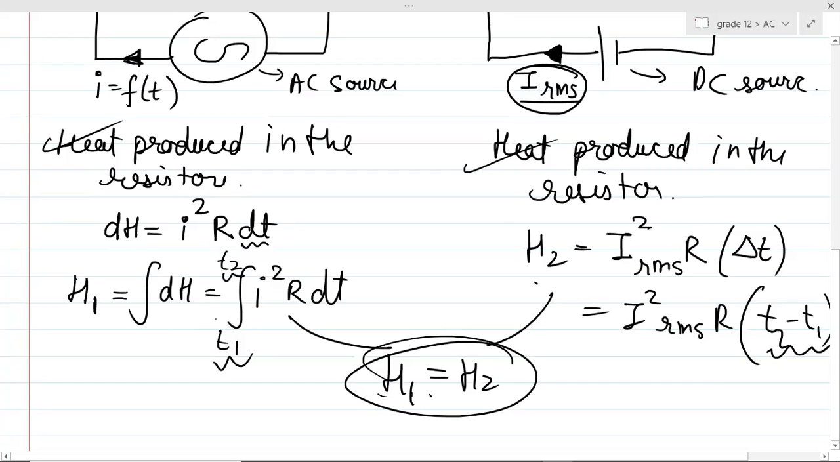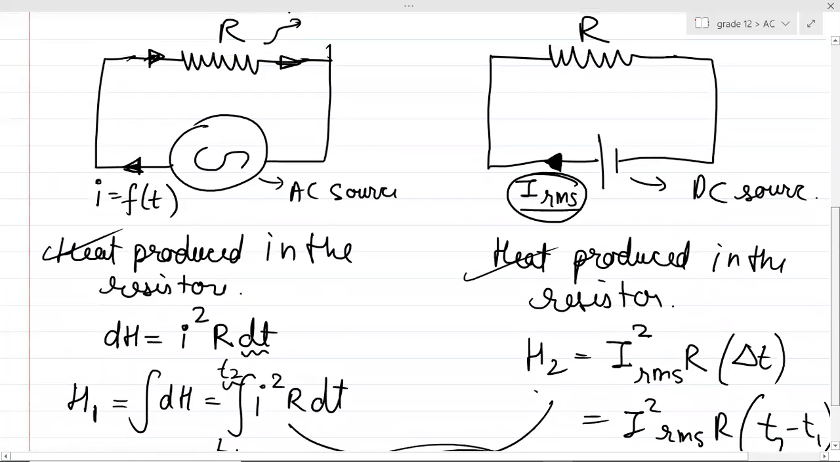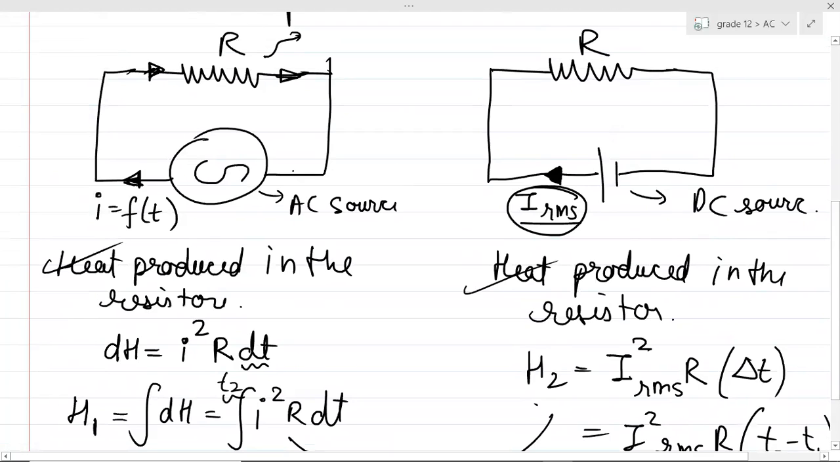So same heat produced in the same time interval, that value of DC current is basically called the RMS current flowing in a circuit. Is this clear? Is this clear, guys? Is the physical significance clear? Just like the graph, we had the physical significance of this as well.